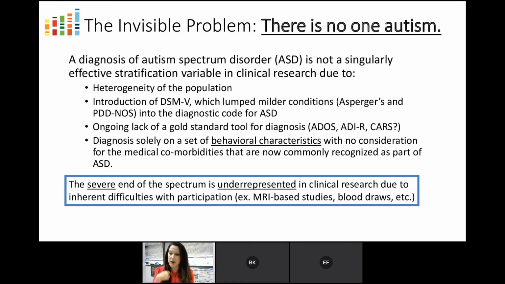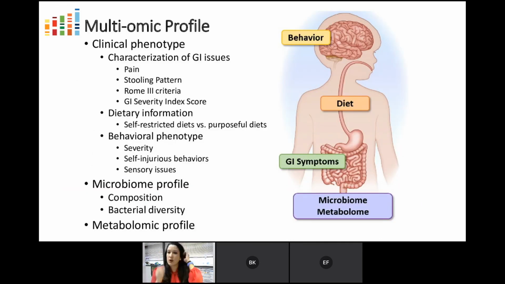So we've been very mindful about how we design our studies to be as inclusive of the entire spectrum as possible. So when we look at how we have created this multi-omic profile, you can see here the various components, and we really wanted to do a deep dive on the clinical phenotype. So looking at the GI profile, we had all of the participants and their families complete a 2-week diary that included instances, frequency, and intensity of pain, as well as information on the stooling pattern. So what is the stool frequency and the stool consistency based on the Bristol stool rating scale.